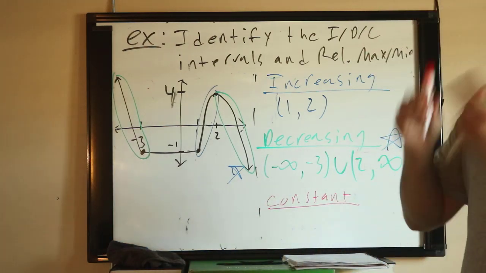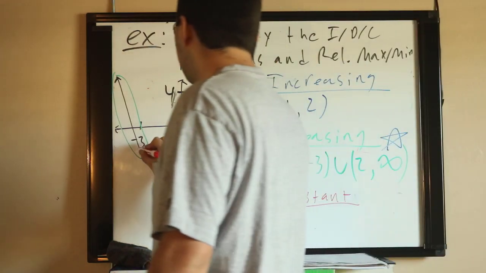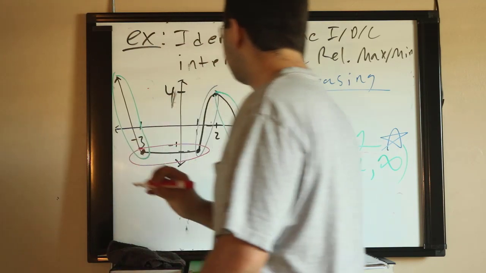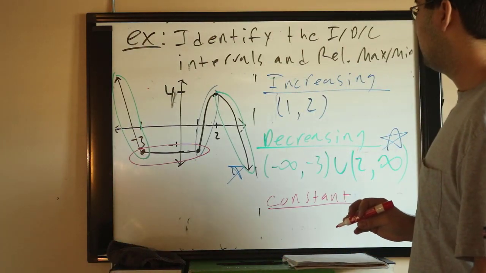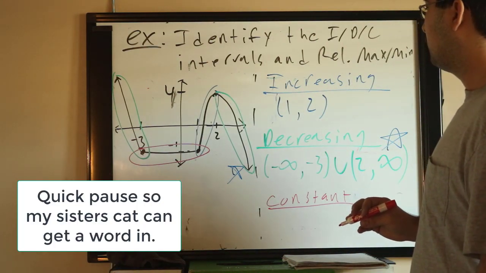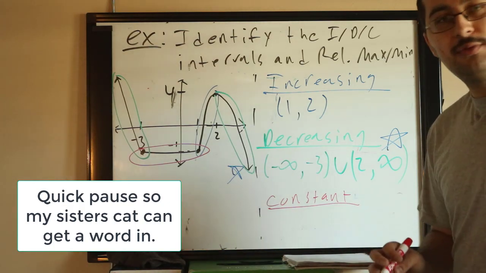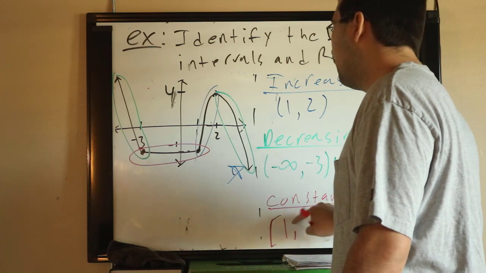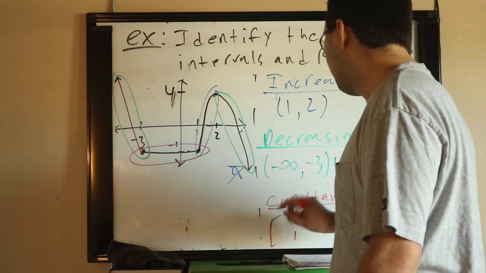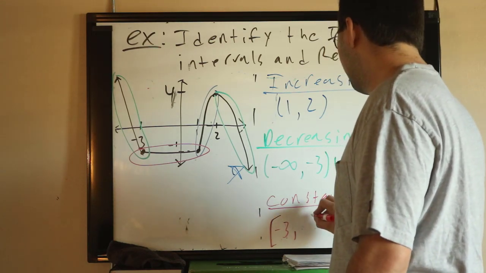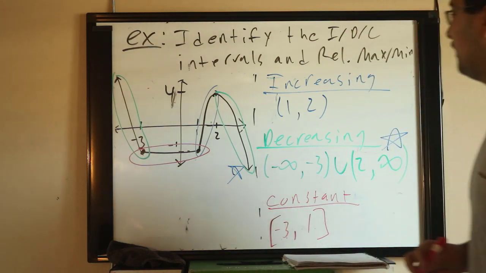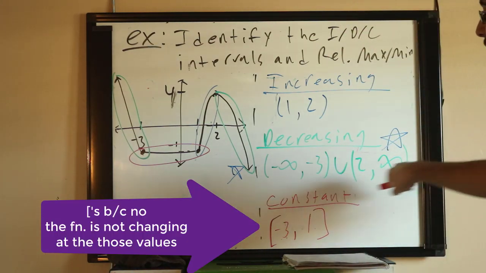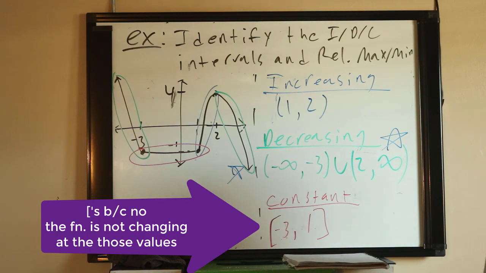Alright, so this one does have a constant interval. It's right here. Yeah, so we're right here. Beautiful. That'll be 1. Oh, my bad. That'll be minus 3 to 1. Okay, so there you go. That is the constant interval.